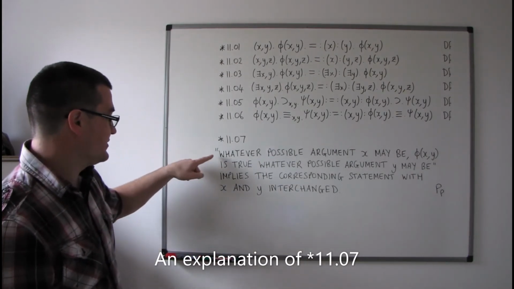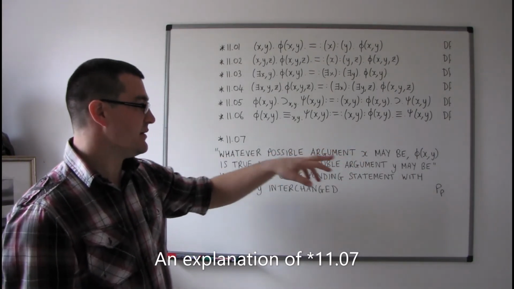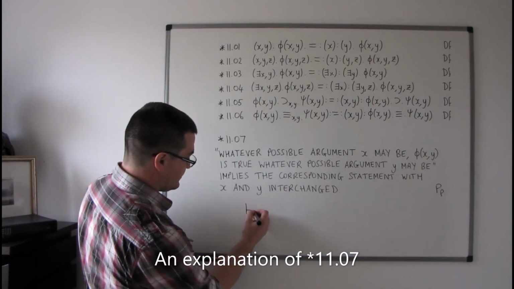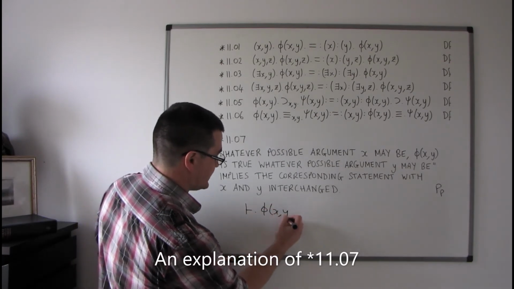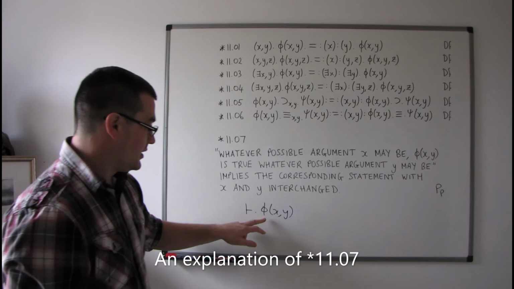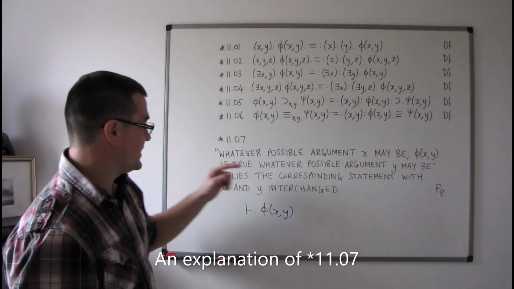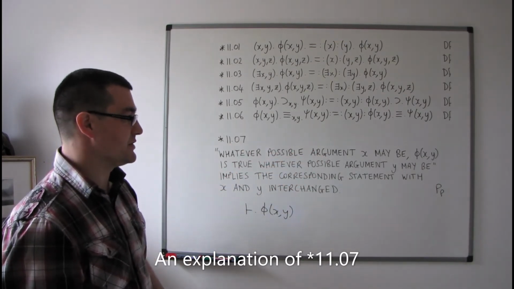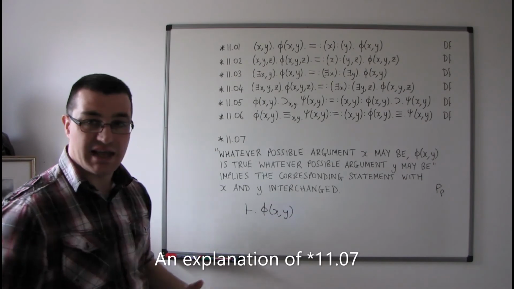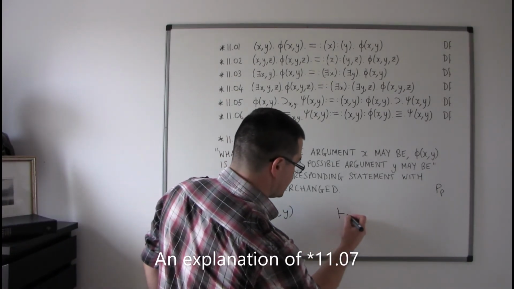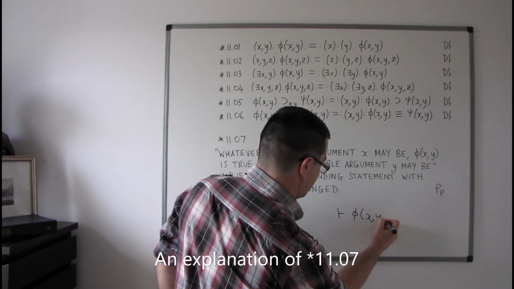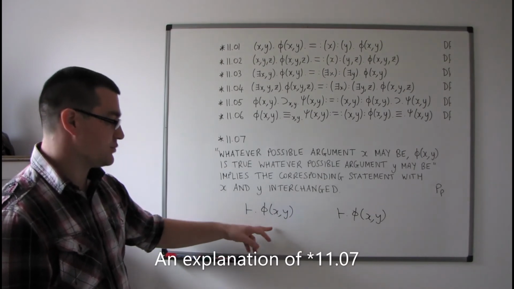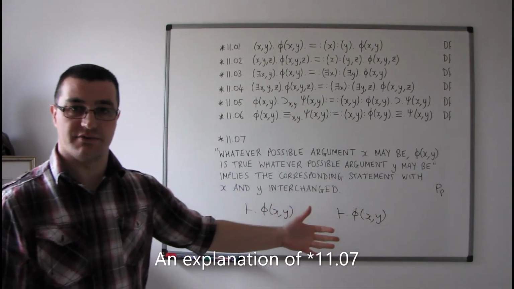So, okay, let's take the statement then. Whatever possible argument x may be, phi xy is true whatever possible argument y may be. That allows me to assert then phi xy. Okay, so let's switch the x and the y around, so I get the statement whatever possible argument y may be, phi xy is true whatever possible argument x may be. What does that allow me to assert? Well, it allows me to assert this. Now, if you notice, they're exactly the same. Phi xy, phi xy. What's the difference?